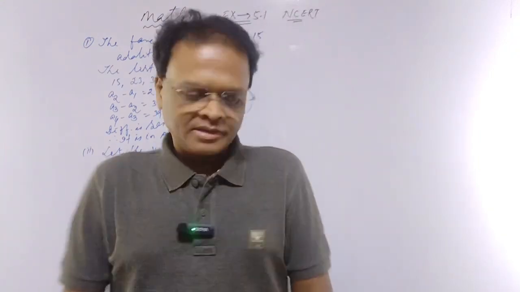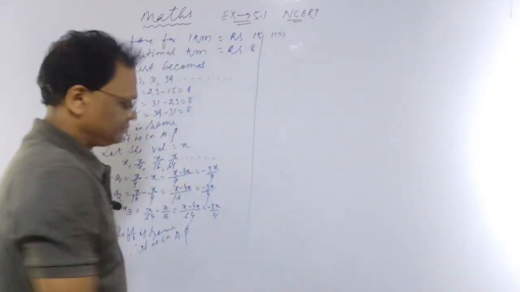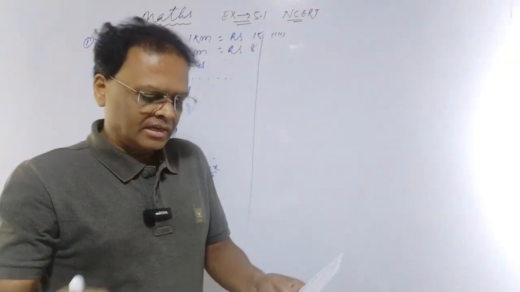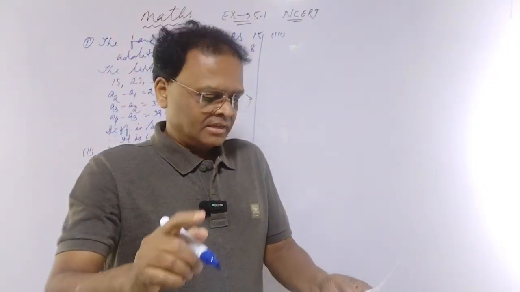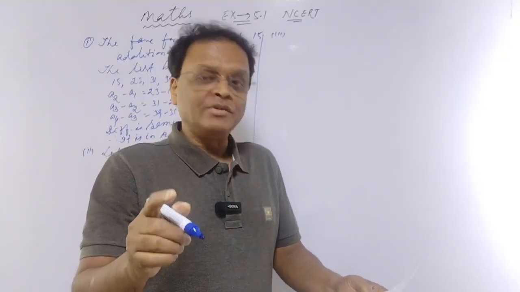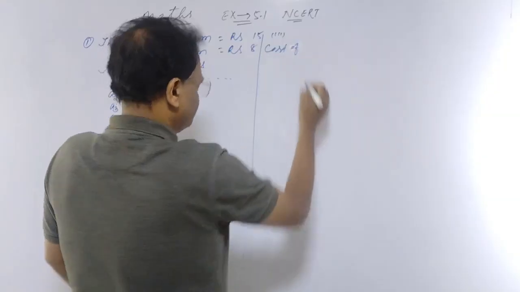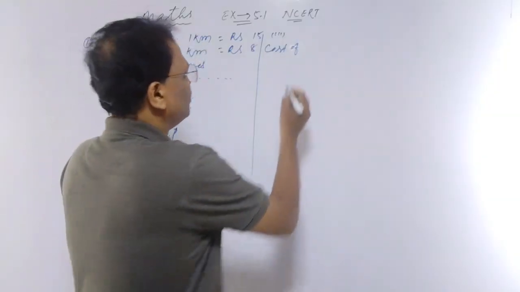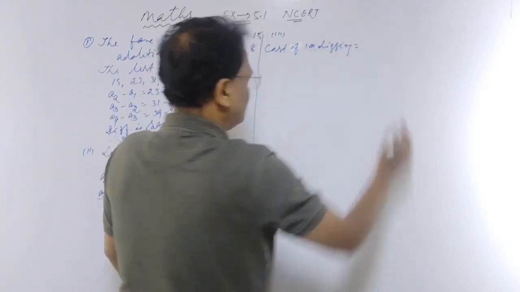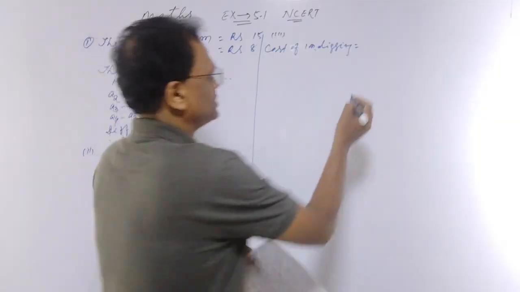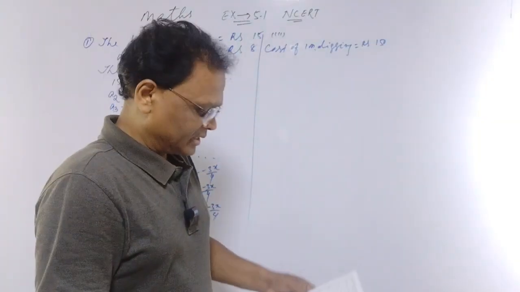I hope you understood. Now, the third situation. The third one is the cost of digging a well after every meter of digging, when it costs 150 rupees. The cost of digging 1 meter is 150 rupees. For 1 meter, the charge is 150 rupees.